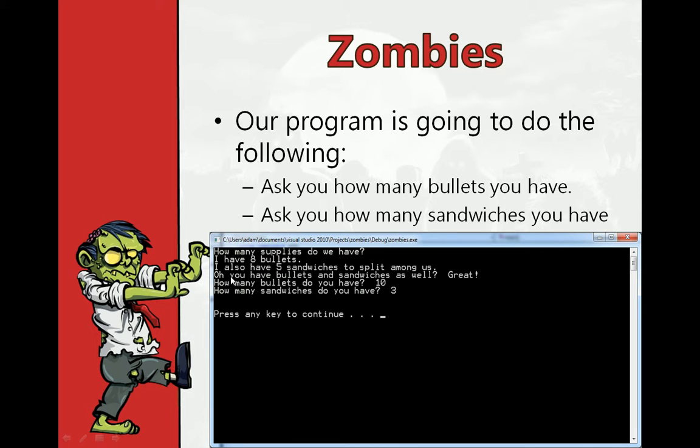And then there's going to be an output here that says, oh, you have bullets and sandwiches as well? Great. How many bullets do you have? And we're going to say we have 10 bullets. How many sandwiches do you have? And we're going to say we have 3 sandwiches. And then we're going to press any key to continue, because that's part of our system pause thing. Otherwise, it'll just flash up on the screen, go away real quick, and we won't know whether our program worked or not.